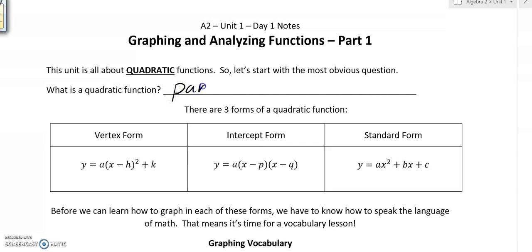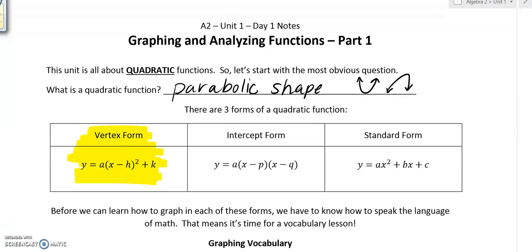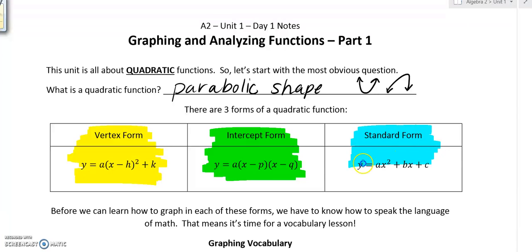Let's identify this as a parabolic shape. What that means is that it's going to look like this U-shaped picture that I'm drawing on the side. Whenever we're talking about a quadratic, we're talking about a parabola, and that's where that word comes from. There are three forms of a quadratic function, so I'm going to highlight all these. The first one is vertex form. The second one is intercept form. And then the last one is standard form. All super important. We're not going to do too much on these forms today, but we will start talking about those very soon.